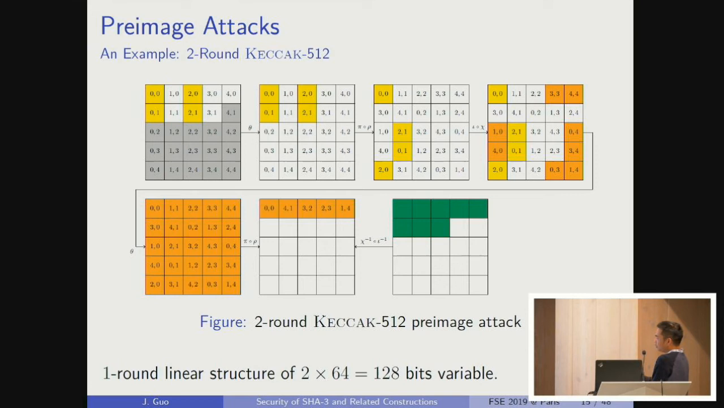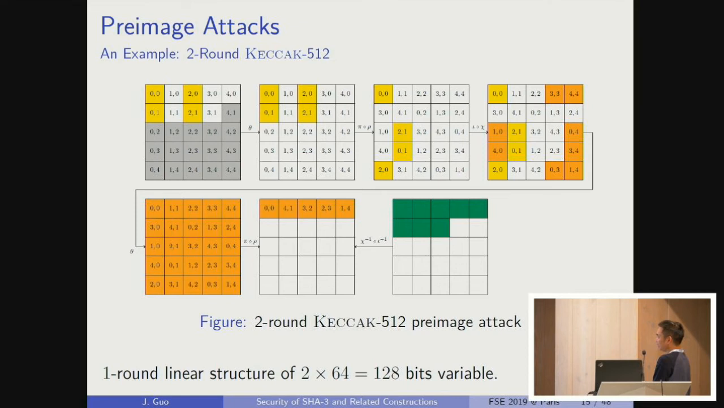In a preimage attack, we are given the target. For Keccak 512, we actually have 8 lanes, laid out in this way: first row followed by 3 lanes here. We don't actually need to express the variables after the chi here. Instead, we can invert the chi using the values given by the targets. In that way, we are using a 1-round linear structure to attack 2-round Keccak 512.